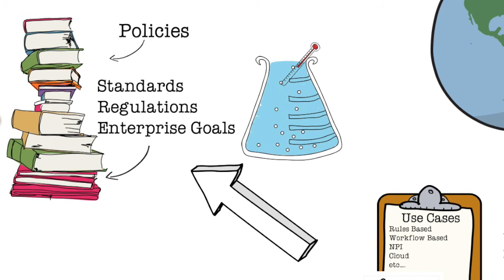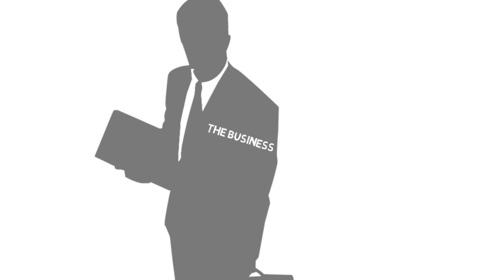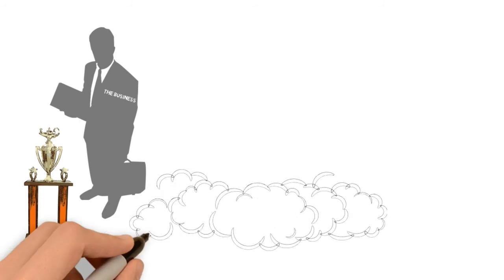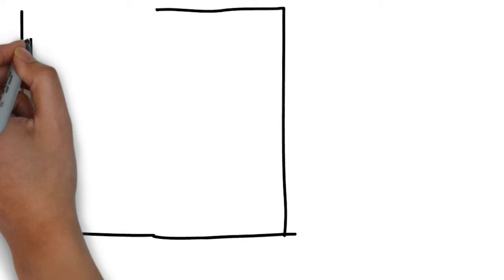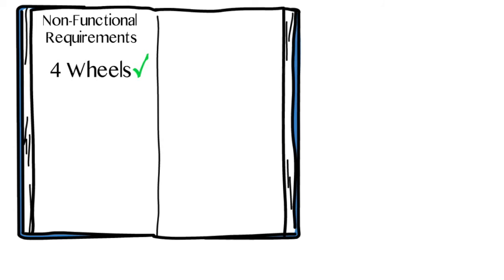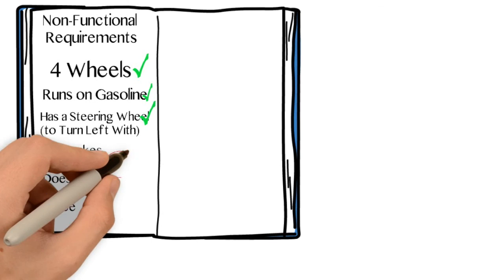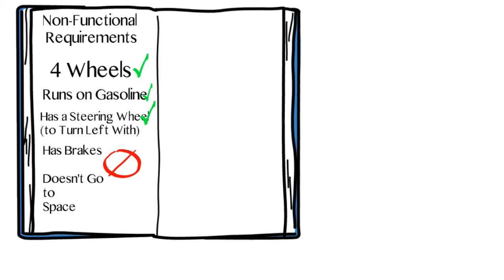So again, you have your business partner, and they want you to win this race, and you're pretty certain you can build them a rocket ship. But you start looking into the race's non-functional requirements, and you see, well, there's a couple other things in here. I gotta have 4 wheels on this thing. I could do that. It's gotta run on gasoline. I can do that. It's gotta be able to turn left. Ooh, I might be able to do that. And it's got to have brakes. Oof. You're probably going to need to build a car.